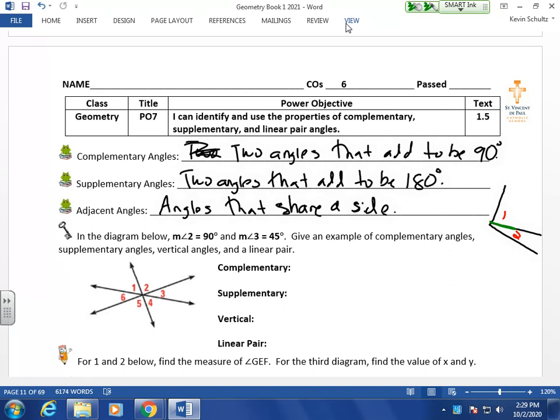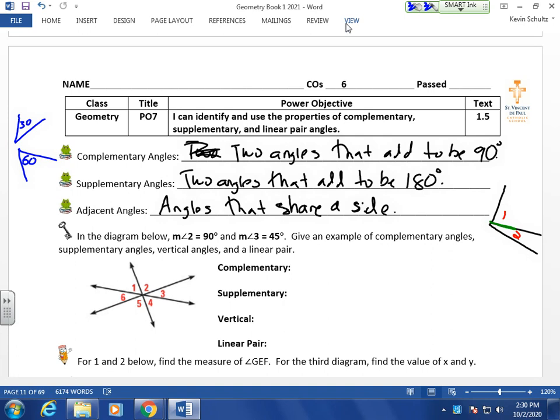Angles do not need to be adjacent in order to be complementary or supplementary, though. If you have, I'll use blue, I haven't used blue in a while, if you have a 30-degree angle sitting over here and down away from it, you've got a 60-degree angle, they can still be complementary angles, even though they are not touching. Okay? So angles do not need to be adjacent.